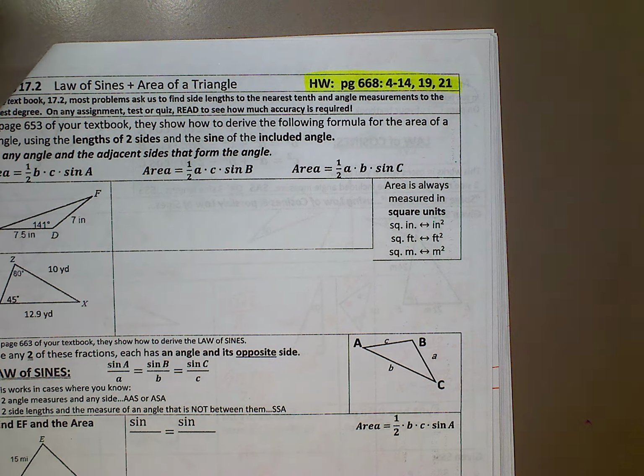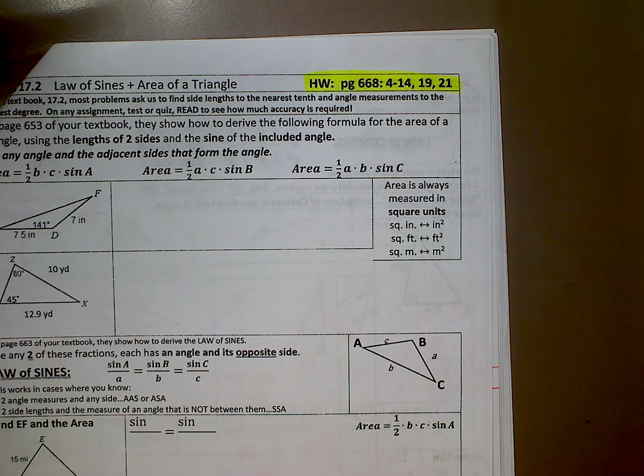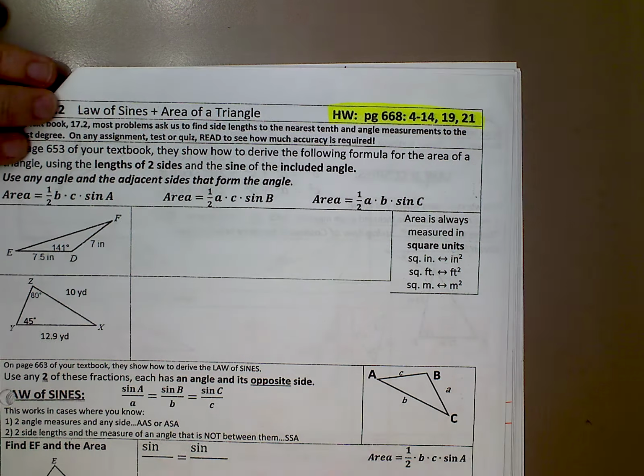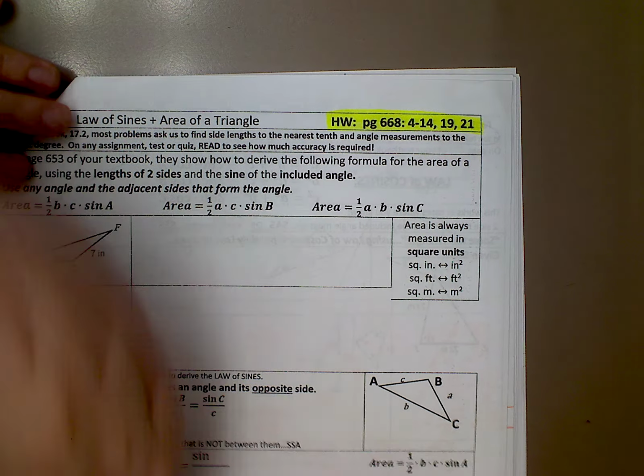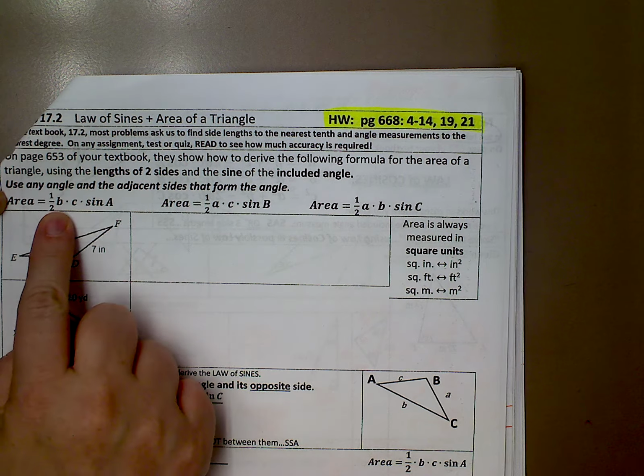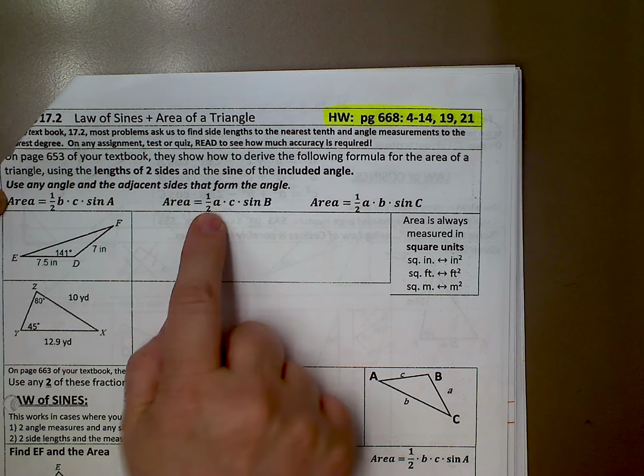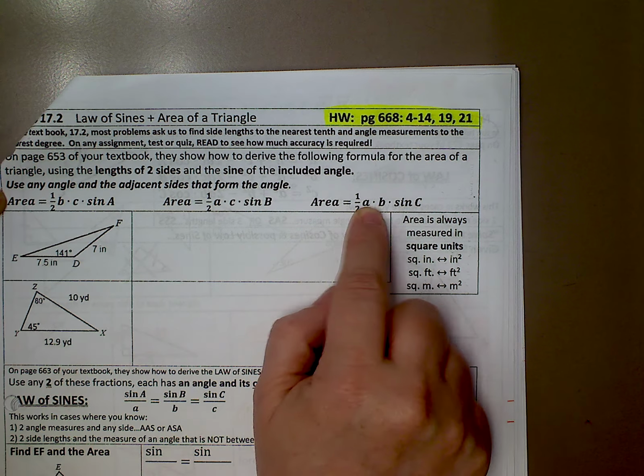We need to find the area of a triangle, and we need to use this thing called the law of sines. We're going to start off with area of a triangle, and they actually have the area formula written three different ways. 1/2 BC sine A, 1/2 AC sine B, 1/2 AB sine C.